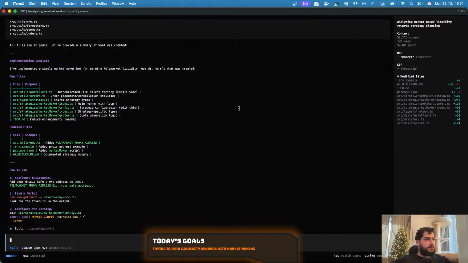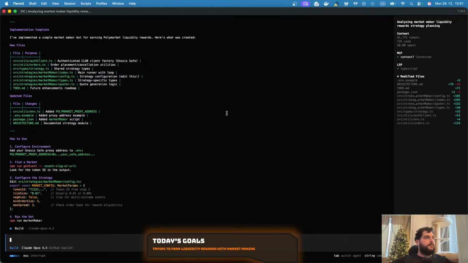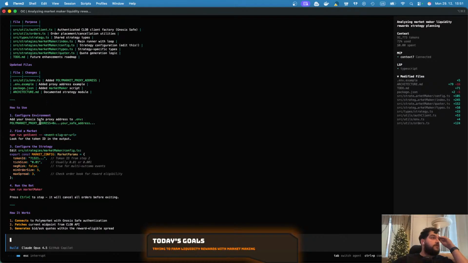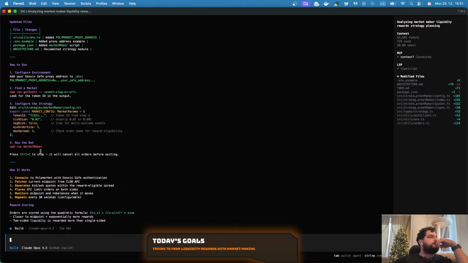And yeah, how to use. That's interesting. So we need to configure the Gnosis Safe proxy address, which we have done already. Find the market. And then edit the config. And then run the market maker. And if we press Control C, which is like signal interrupt for the process, it will cancel all the orders before exiting. This is amazing. This is just amazing. Okay, let's hope it works.